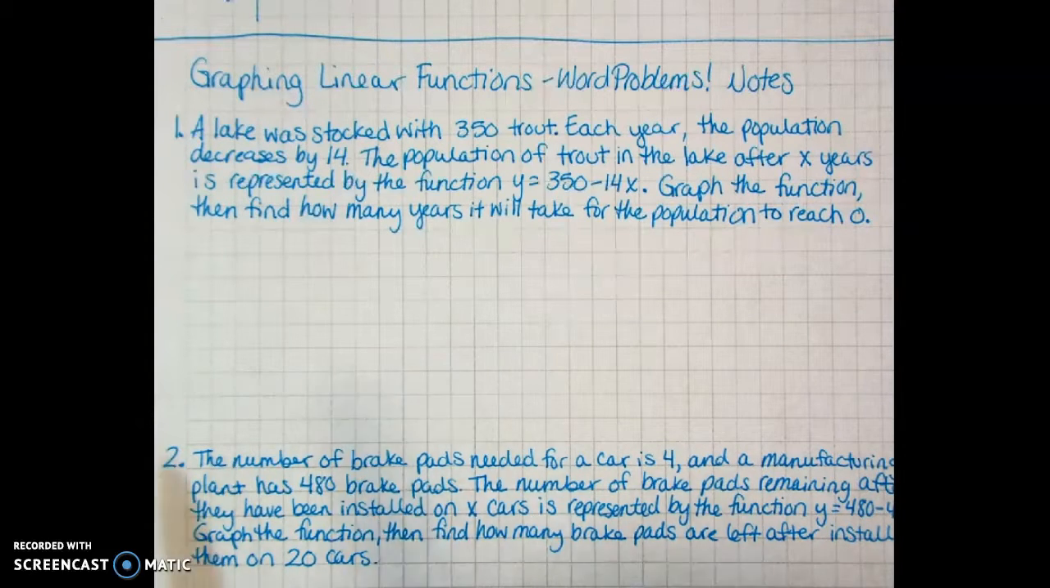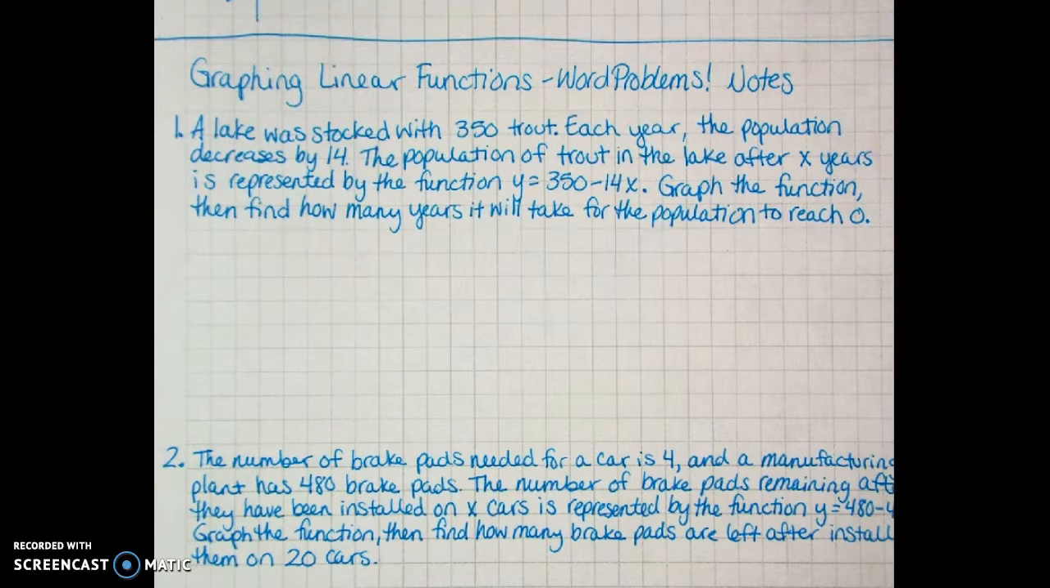Let's get into it. It says, a lake was stocked with 350 trout. Each year, the population decreases by 14. The population of trout in the lake after x years is represented by the function y equals 350 minus 14x. Graph the function, then find how many years it will take for the population to reach 0.